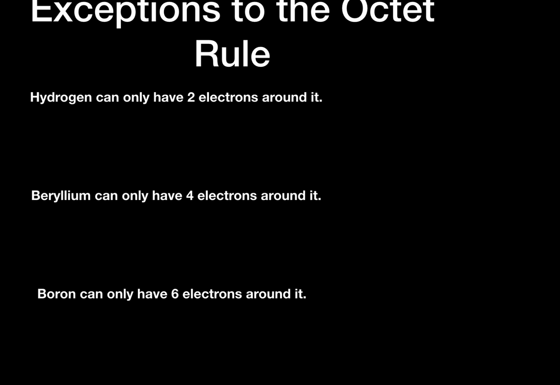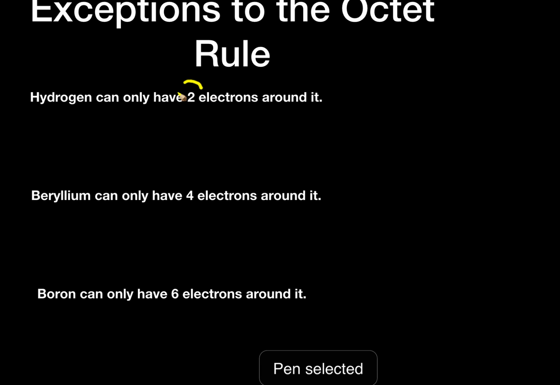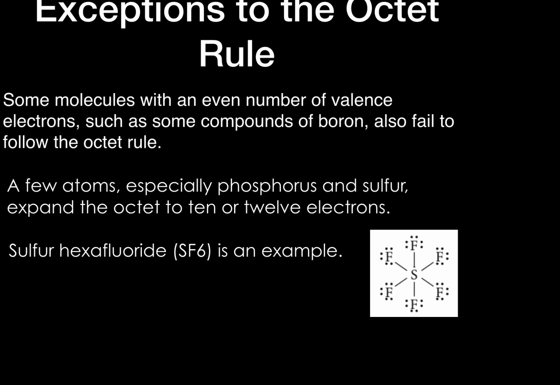Now, there's a few exceptions to the octet rule. And the first one is hydrogen can only have 2 electrons. Beryllium can only have 4, and boron can only have 6. So these are the exceptions that are less than 8. Now the ones that are greater than 8, but they don't have to always have this many, right?